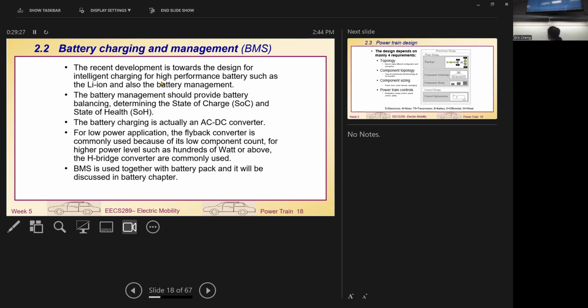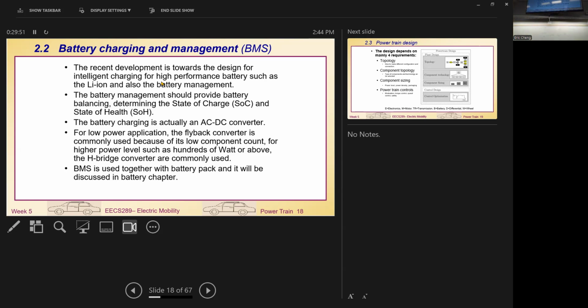So this BMS needs to be calibrated properly with the battery. You can't just go to some shop to buy a BMS, another shop to buy a battery, and put them together. No, it doesn't work this way. They need to be integrated together internally before leaving the factory. So you need to calibrate it properly. The BMS will also help you determine the state of charge and state of health.